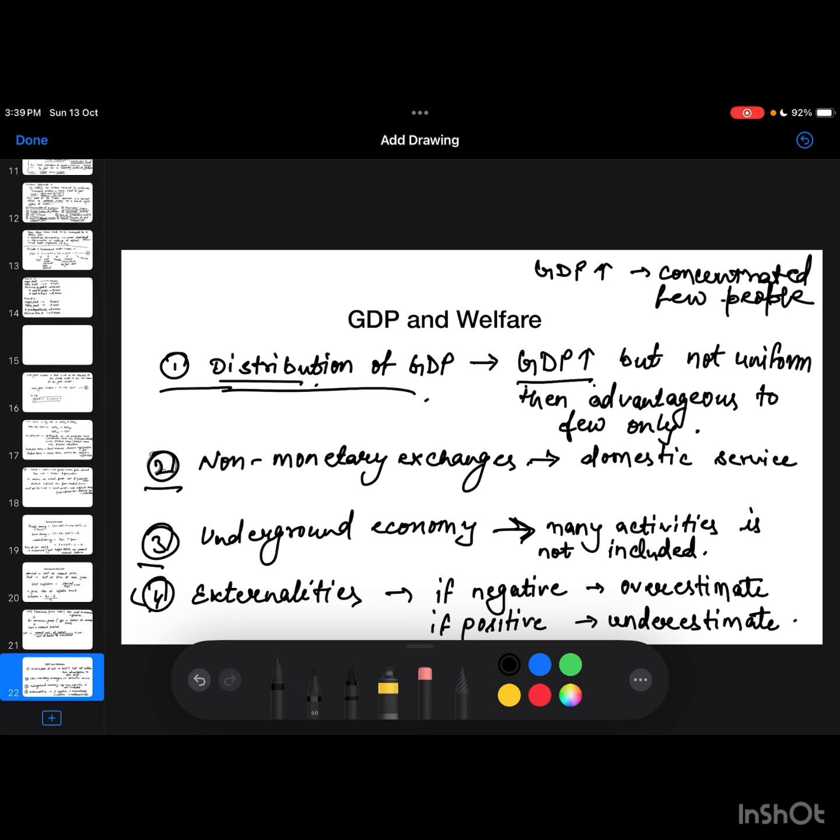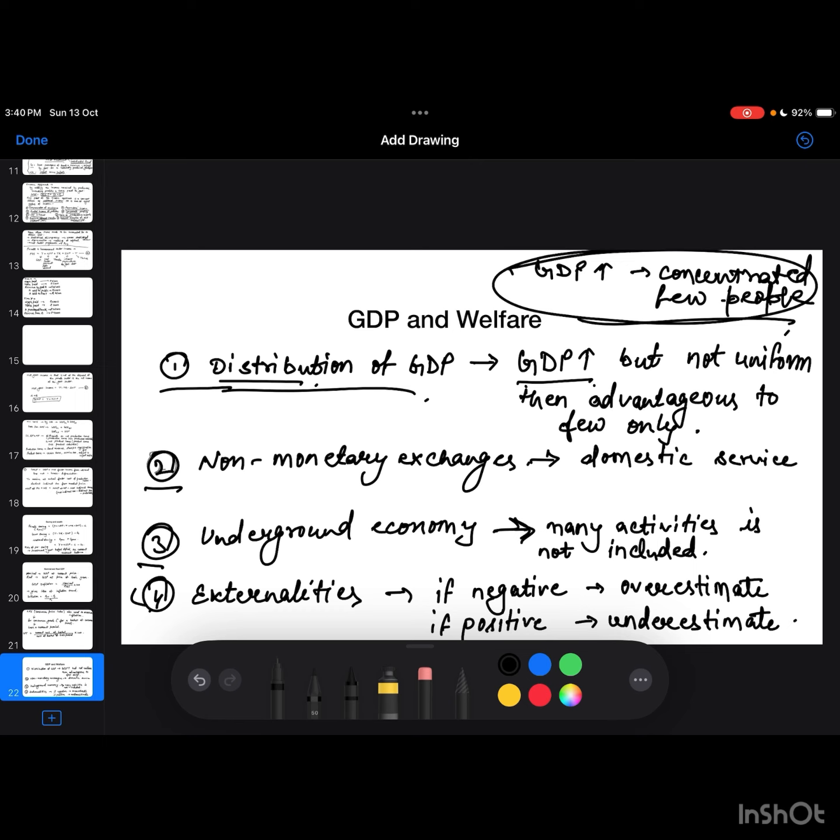First one is the distribution of GDP. Now if the GDP of the country is rising, the welfare may not increase, because GDP may be concentrated in the hands of few people. Then if it is concentrated in only few people, how can that be welfare to the nation? Now if GDP is falling, then definitely it will not be the welfare of the nation or individuals.